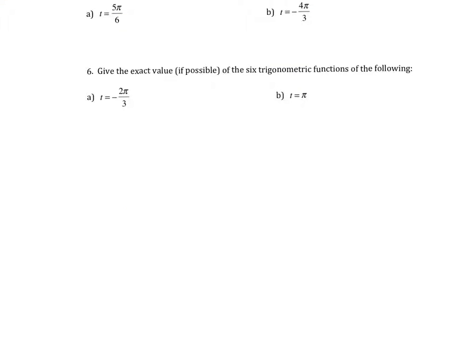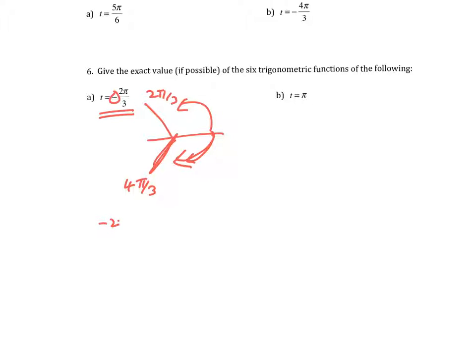Looking at number 6, it says to give the exact value if possible of the 6 trig functions of the following. You are given the angle negative 2 pi over 3. So when you're looking at your unit circle, you'll have to go in the negative direction, which will give you the same location as 4 pi over 3. You can think of it as going in the positive direction for positive 2 pi over 3, and then reflecting it. Or just know you're going in the negative direction and you're going 2/3 of a pi. Another way is to find the coterminal angle. If I add 2 pi to it, that gives me 4 pi over 3, giving me the same spot on your unit circle.